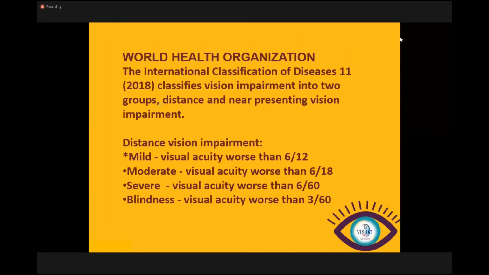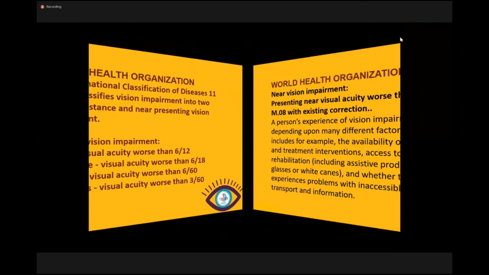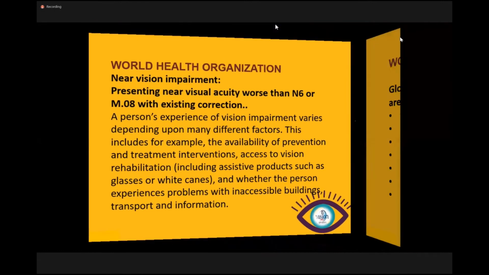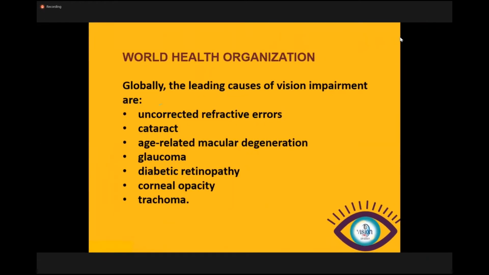So, the World Health Organization, in the ICD-11 of 2018, classifies visual impairment into two groups, no? Distance and near presenting vision impairment. And for distance vision impairment, we have mild, visual acuity worse than 6/12, moderate, 6/18, severe, 6/60, blindness, 3/60. So, because of this classification of visual impairment, our role now is to do rehabilitation.